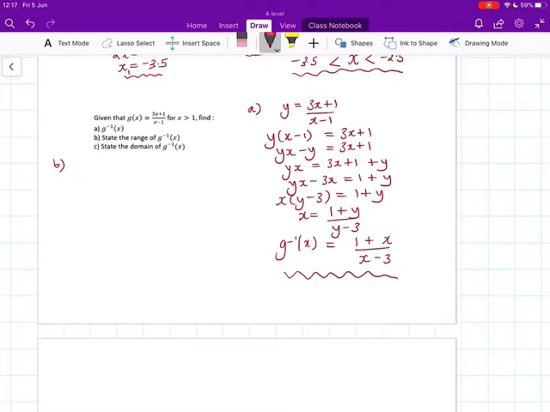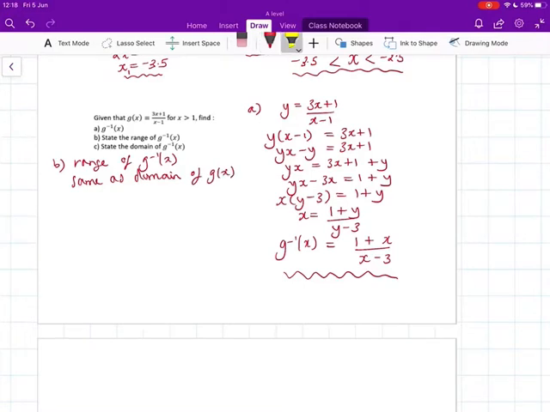Part B asks us to find the range of the inverse. Now the range of the inverse is the same as the domain of the function. And that's key to remember. The range of one function is the same as the domain of the inverse of that function.